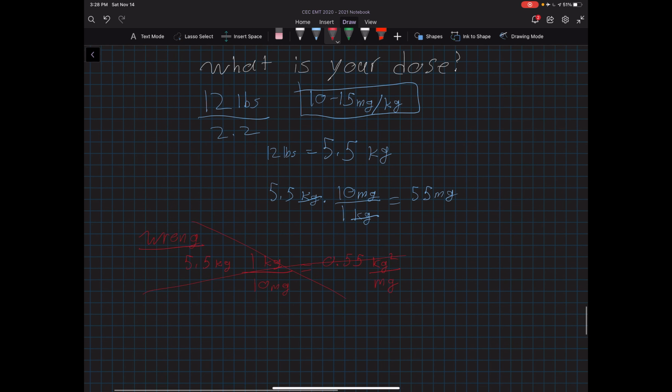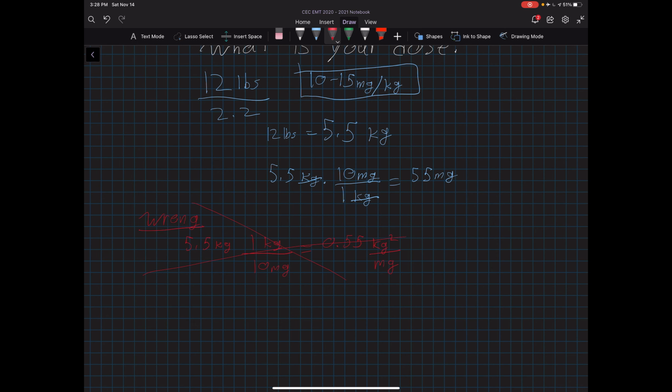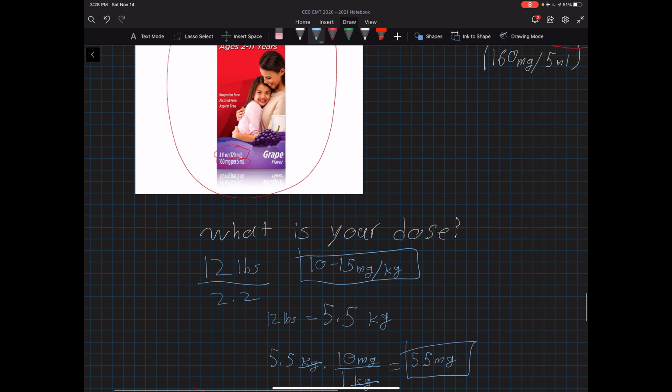So do that. The other thing you might not have done, if you get a weird number that you're not expecting, is make sure that you converted your pounds to kilograms correctly. So all these numbers need to be correct in order for you to get the medication that you want. But we know our dose is going to be 55 milligrams. So our dose, which is right over here, is 55 milligrams for this patient. Okay.